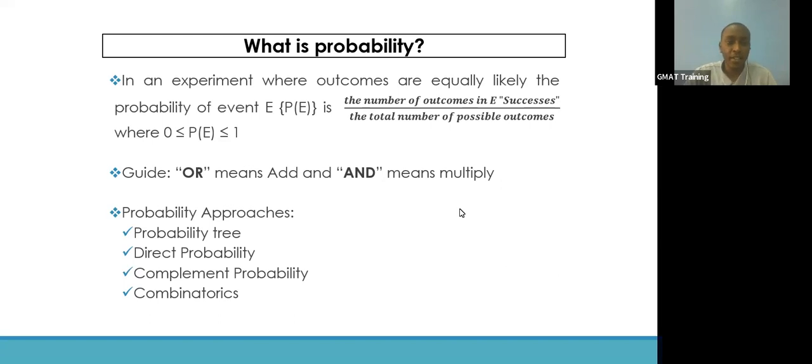Then as a guide, we said OR means addition and AND means multiplication, and also talked about the probability approaches and when you need to choose the best probability approach depending on the question. And you'll see how we can choose these approaches in the questions that we'll be doing after this. So the probability approaches are the probability tree, direct probability, complement probability, and combinatorics.